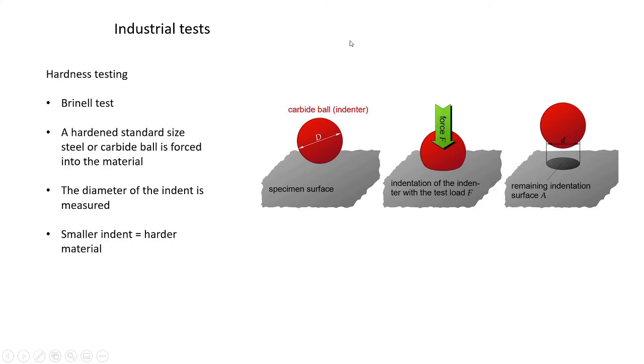So basically, you'd have a standard size steel or carbide ball, and this is forced into the material. Again, none of this is done by hand. This will be done by a machine. So the force is always the same.